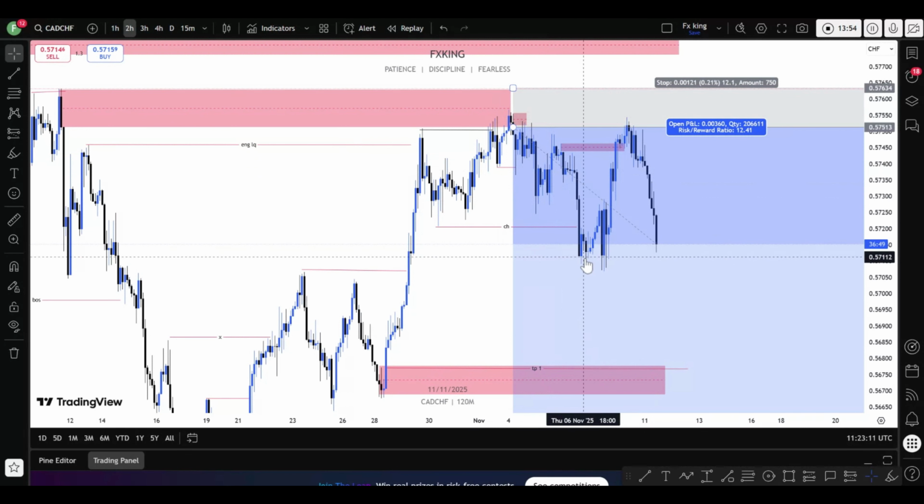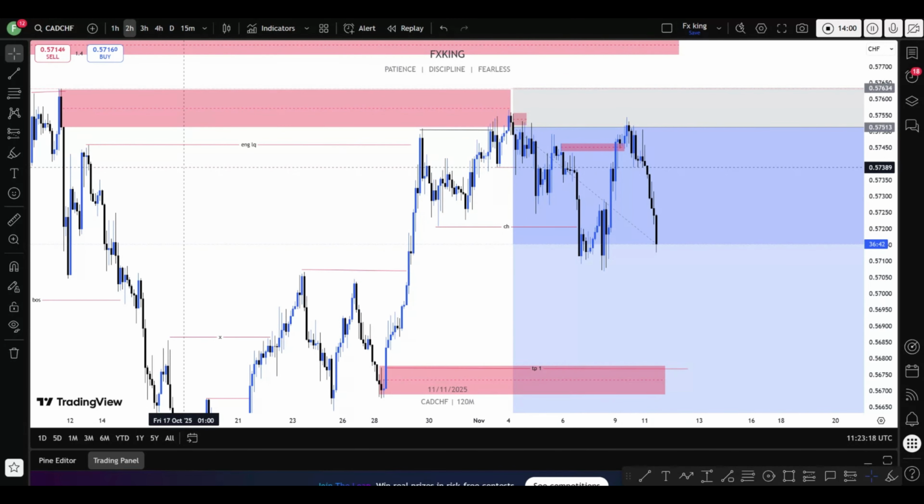I took out partials here last week, because this pair, this CAD CHF, is a pair with very big spreads, and me trading a funded account, I could not hold for long because the swaps of this pair are really high.